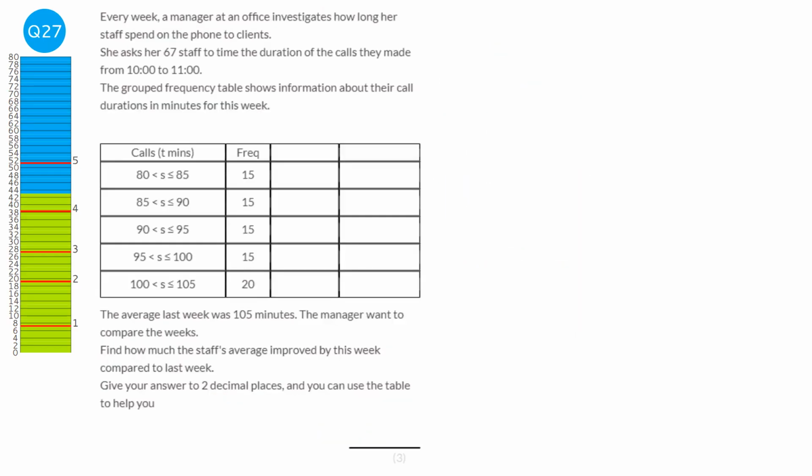141.11. So the first thing we need to do is work out the mean for the data in the table. So to start off doing that, we're going to work out the midpoint of each group. So we've got 80 to 85, and to find the midpoint you add the 80 and the 85 together, then you divide by 2. So this will be 82.5, then 87.5, then 92.5, then 97.5, and then finally 100 plus 105 divided by 2 is 102.5.